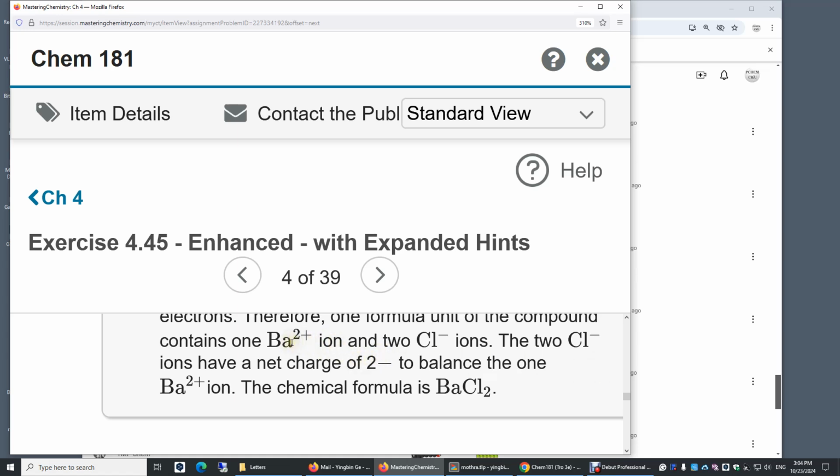When barium loses 2 electrons, we have barium 2+. When chlorine gets 1 electron, we have chlorine minus.